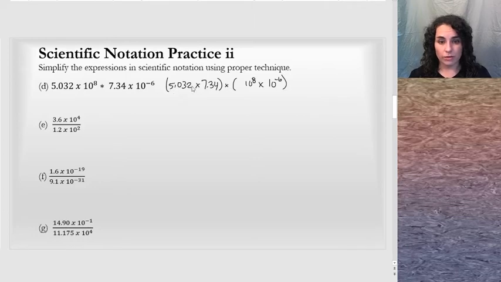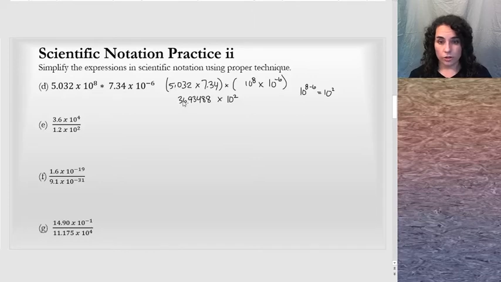Well, we can multiply 5 point something times 7 point something, and you will get 36.93488. You can plug that in your calculator. And then this I'm going to do in my head. 10 to the 8th times 10 to the negative 6. Well, that's 10 to the 8th minus 6, which is actually 10 squared. So I get times 10 squared.